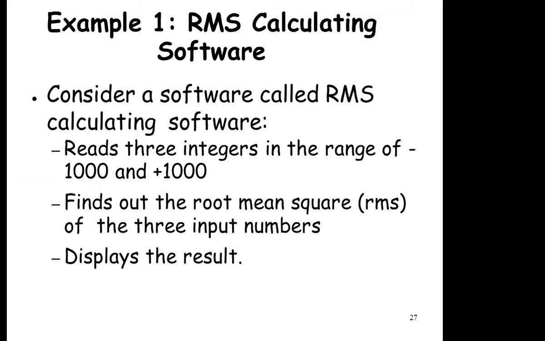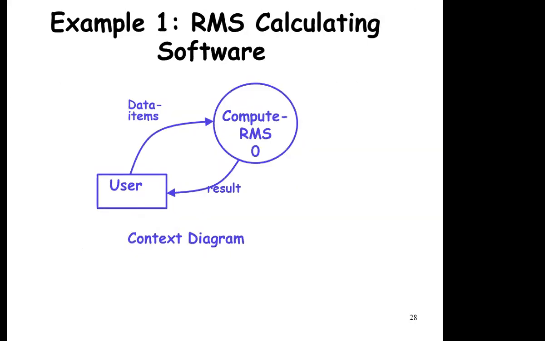So the main system or the main process is RMS software. It will have input and it will display the output. Whoever is interacting can be represented with the help of an external entity. So the main thing is the RMS software, and this will be level 0.